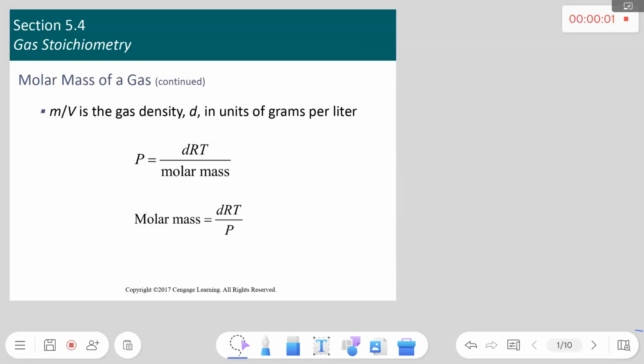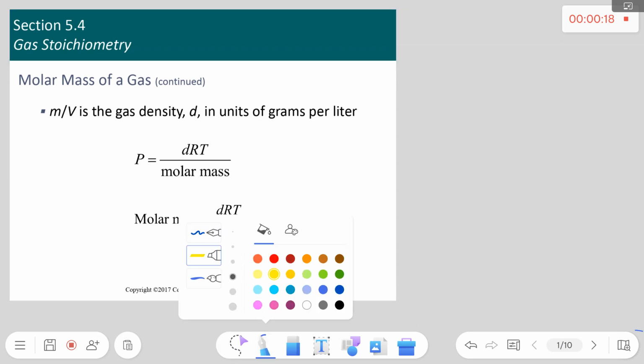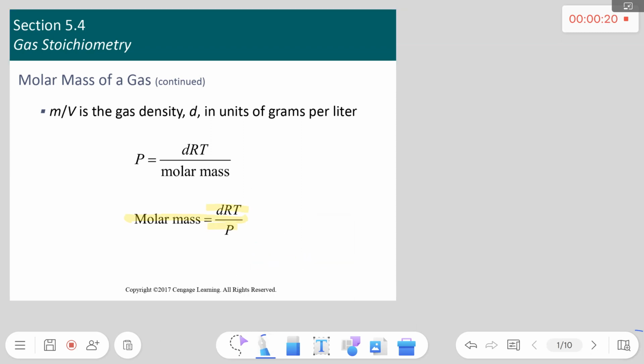Law, PV equals nRT. If you have pressure, volume, moles, and temperature, you can do that. There's another way for us to look at the molar mass of a gas, and I'm going to use this version right here more often than not. This is the one I use more often. You're welcome to use the other version, that's just the one I use.